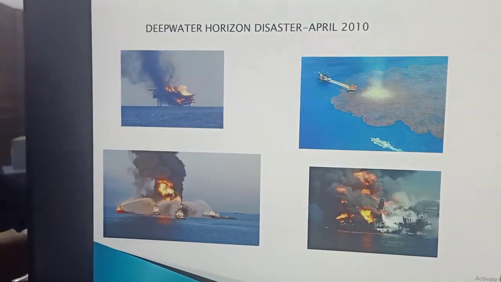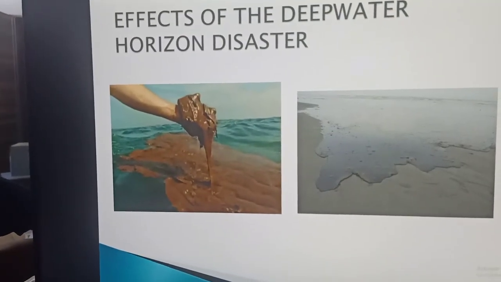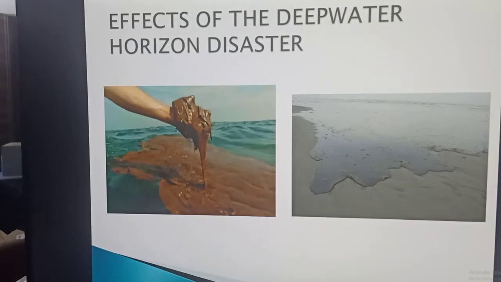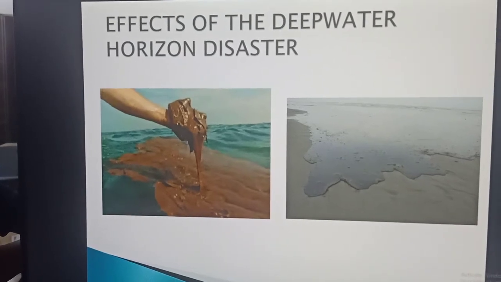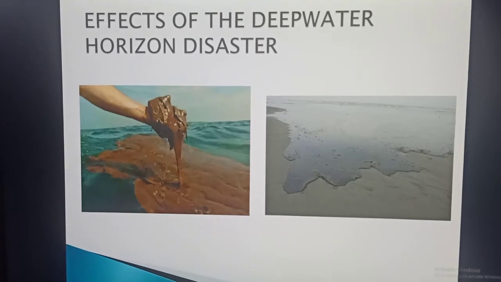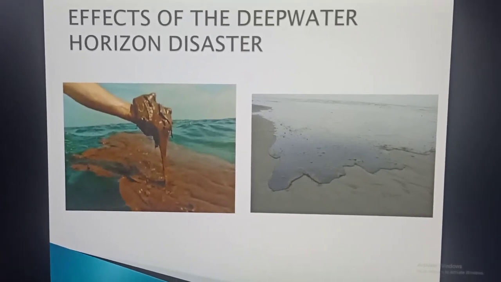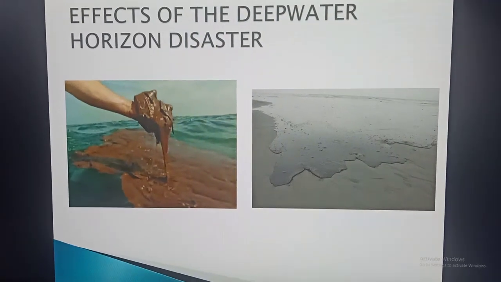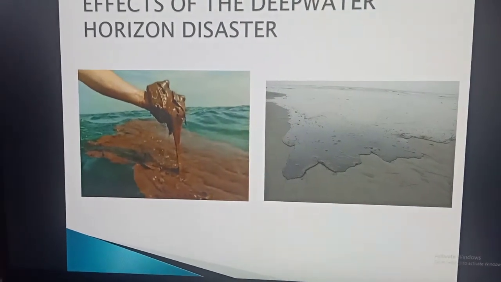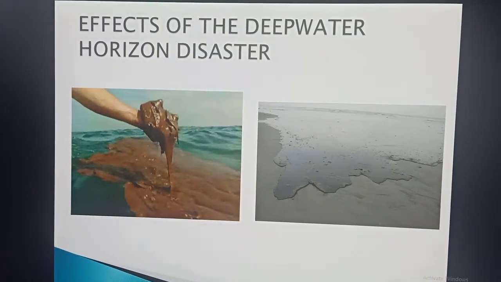Now we will see the effects. So here you can see the oil spill. You can see it is a dark, thick kind of material because it is crude oil. You can see how it has formed a coating above the sea surface. You can see the beaches which have been contaminated. So children, this is an example of a man-made disaster.